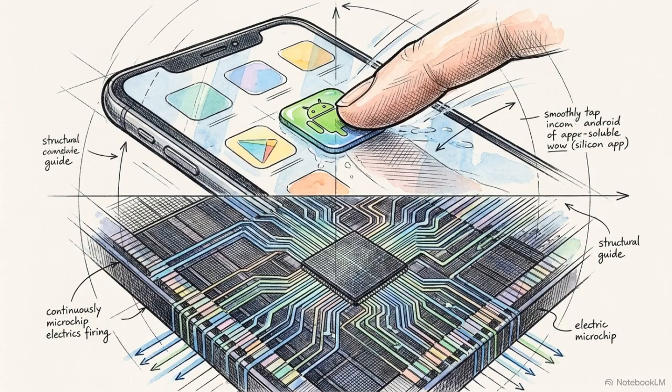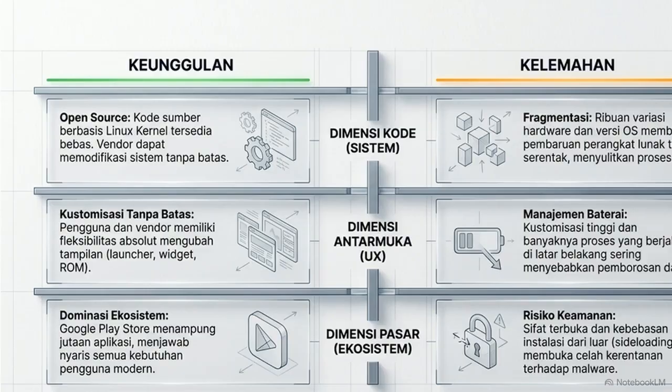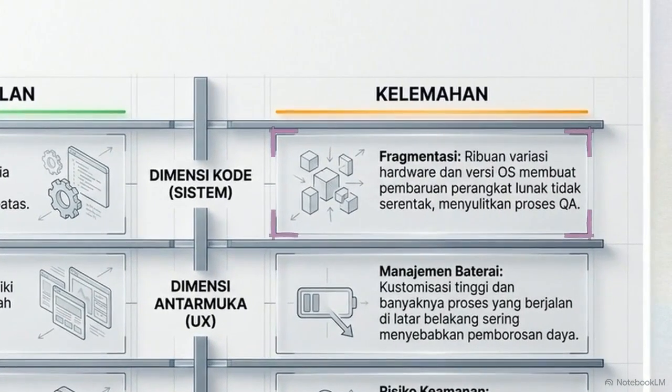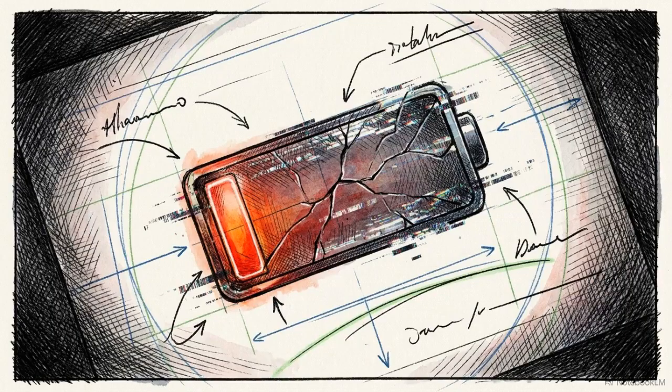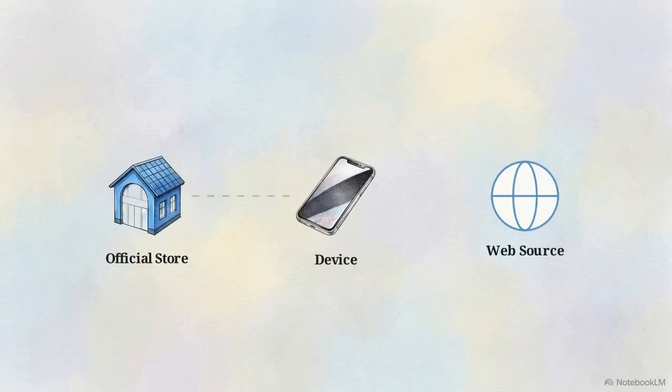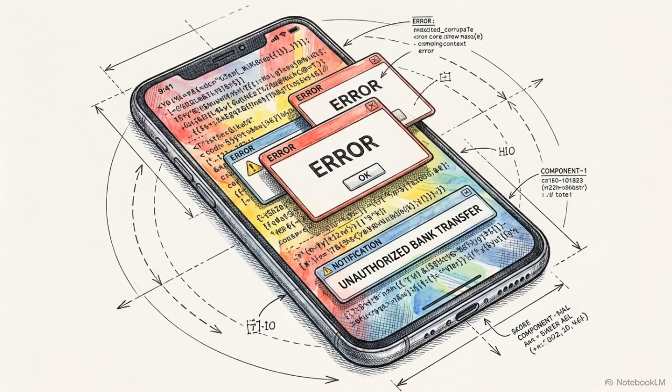This table shows the direct trade-off of this structure. On the left are the benefits, boundless flexibility and an open ecosystem. But on the right, weaknesses emerge. Thousands of hardware variations cause software fragmentation, and extreme customization drains battery life. Beyond battery drain, there is a much more critical vulnerability. Because Android is an open system that allows users to sideload apps directly from the web rather than a strict app store, it creates an exposed target for malware.